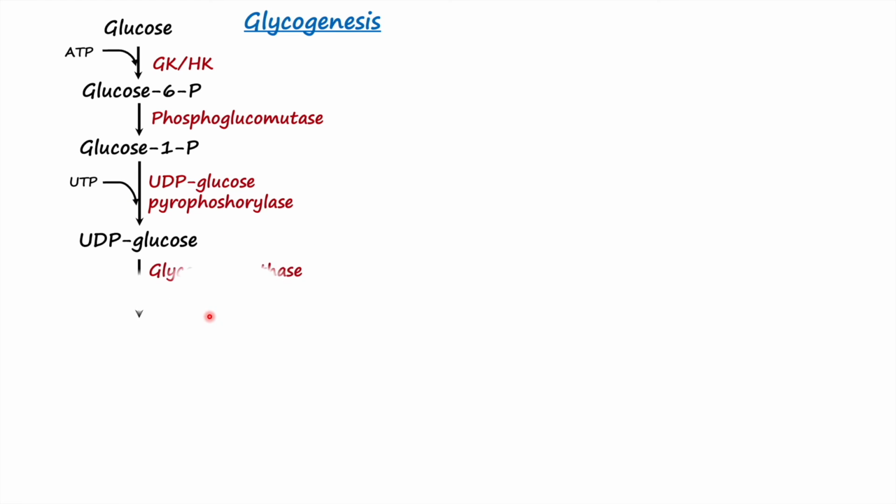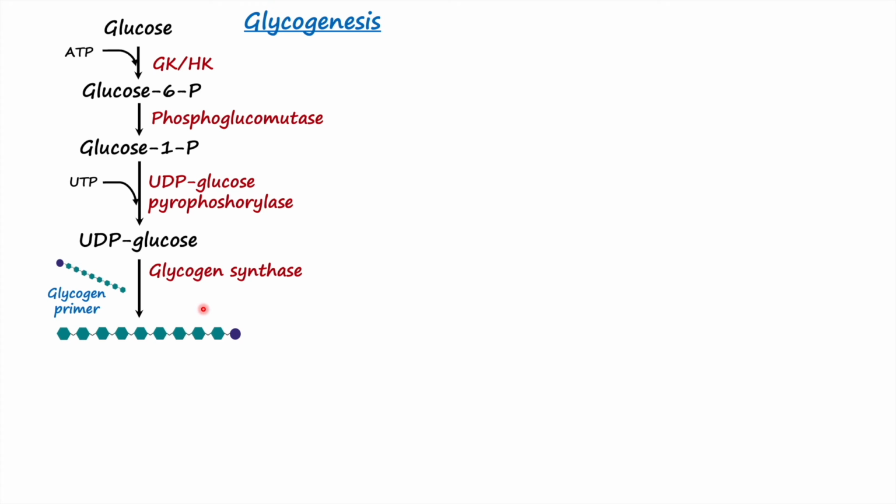And in the next step, the glycogen synthase enzyme uses the glycogen primer and extends this short glycogen chain by adding glucose molecules from the non-reducing end, and that glucose molecule is donated by UDP glucose.